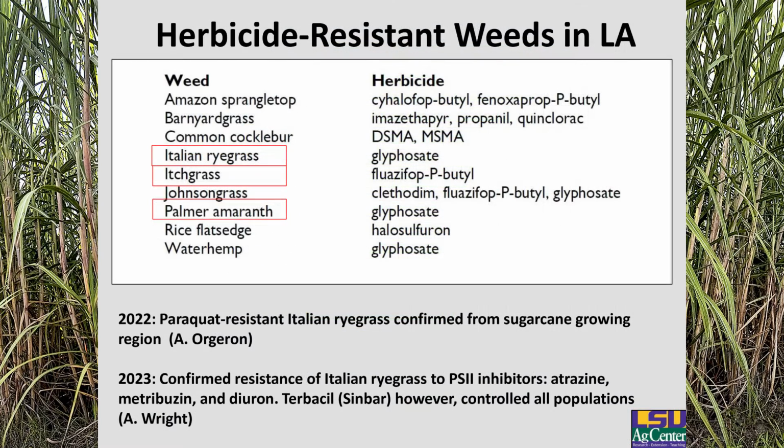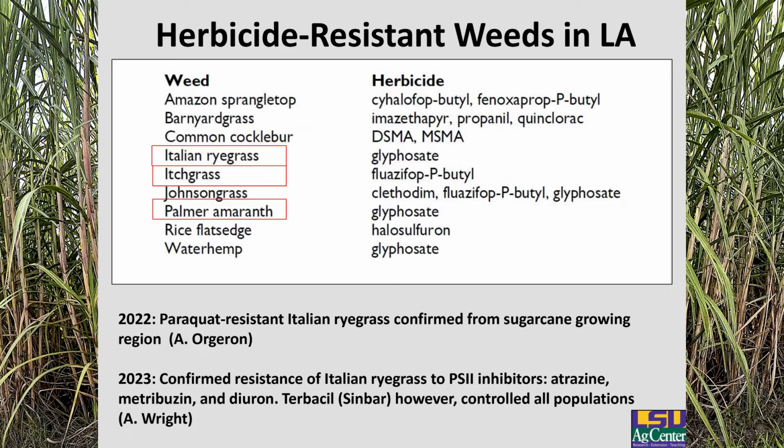So, herbicide-resistant weeds documented in Louisiana. There are currently 9 documented that are resistant to multiple herbicides. In 2022, Dr. Orgeron documented paraquat-resistant ryegrass, confirmed in the sugarcane growing region. And in 2023, Dr. Ali Wright confirmed resistance of Italian ryegrass to photosystem II inhibitors: atrazine, metribuzin, and diuron. However, Turbosil controlled all those populations.